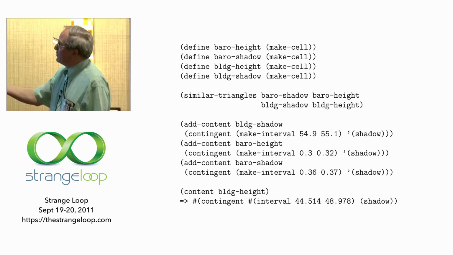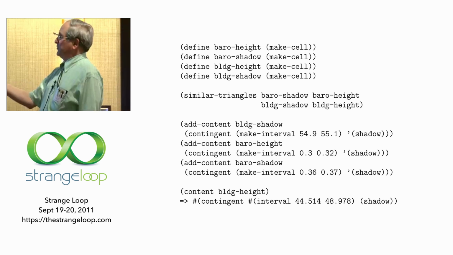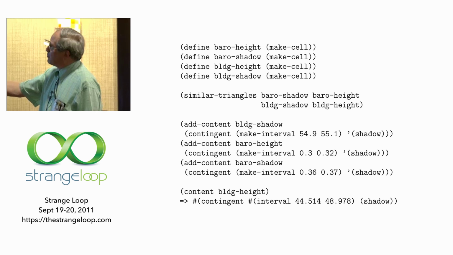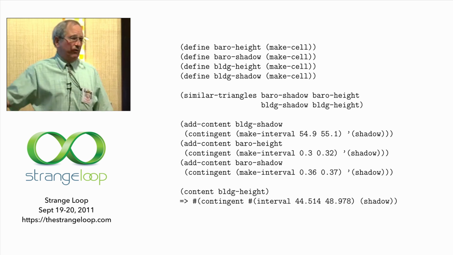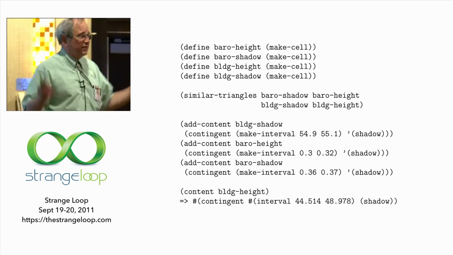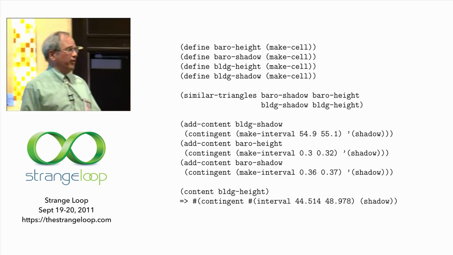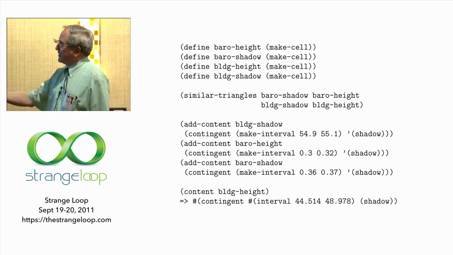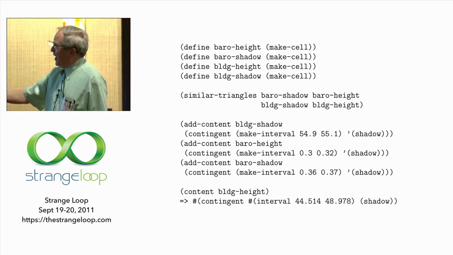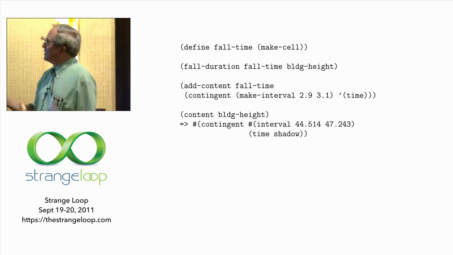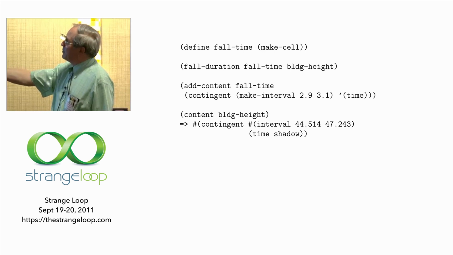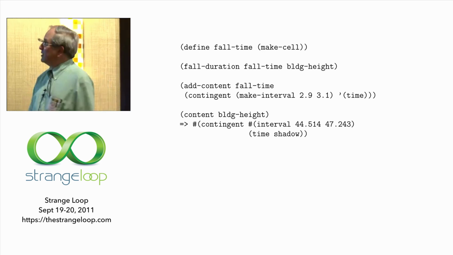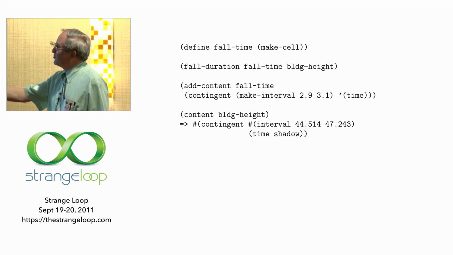I'm now going to make my values be what I call contingent values. So this value, which I'm putting in the building shadow, is a contingent value which is based on a premise called shadow. It could be several premises, which is why there's a list there. And I'm assuming it's a symbol right now. But the premises have no interesting structure other than they can tell whether or not two of them are the same. So these are all shadow premises. And I get answers which are contingent on the shadow. I can do the same thing with the fall time. But this one I'm going to make dependent upon a premise I call time. The building height now is contingent on both the time and the shadow.